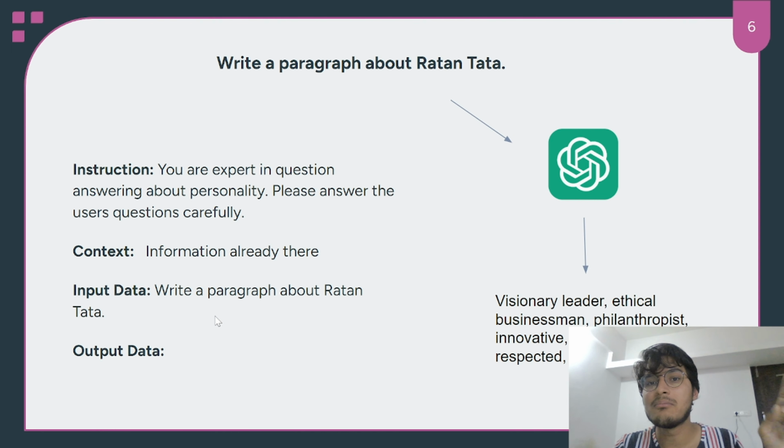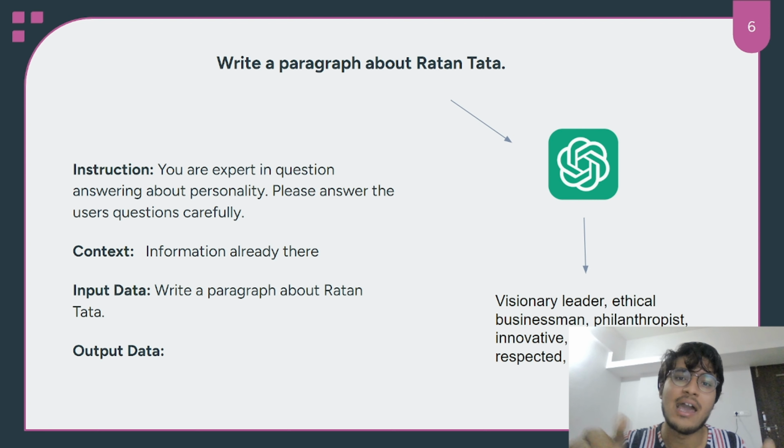But in the previous example, we were talking about John, who was my friend. That information is not already trained into the model. So that's why we have to give context. Sometimes you can even skip the context. It's not a compulsory thing. Okay, try to understand. Then input data: this query is basically the input data, write a paragraph about Ratan Tata. Now the output data will be like this.